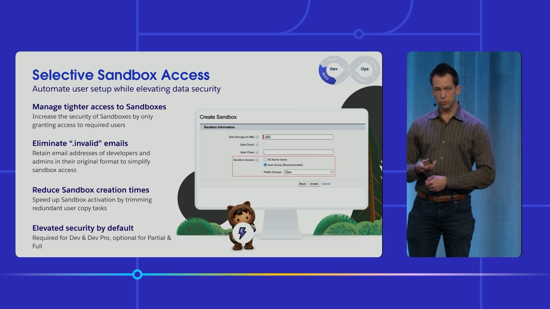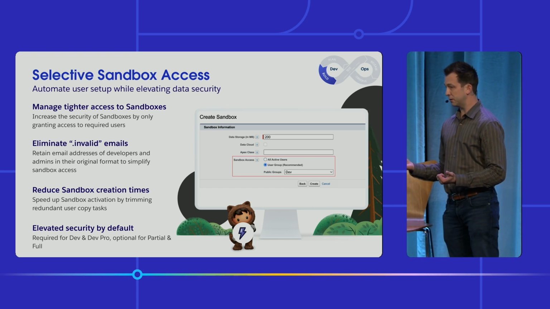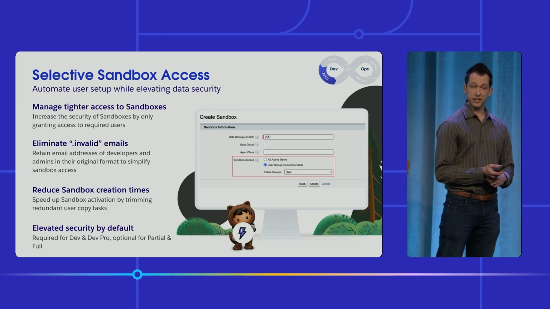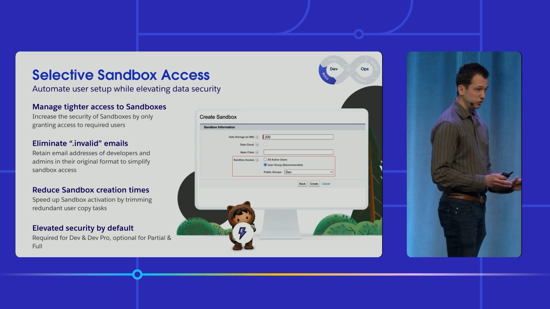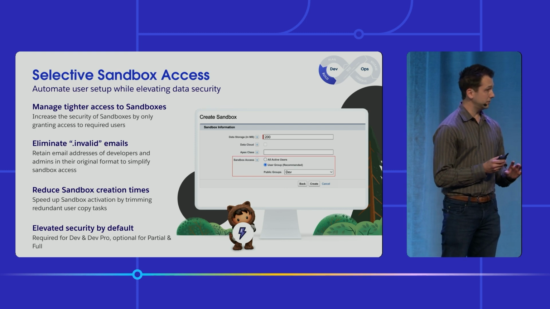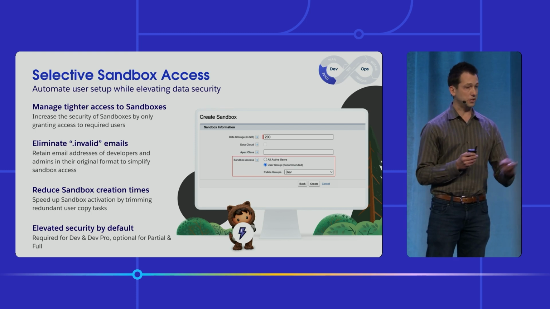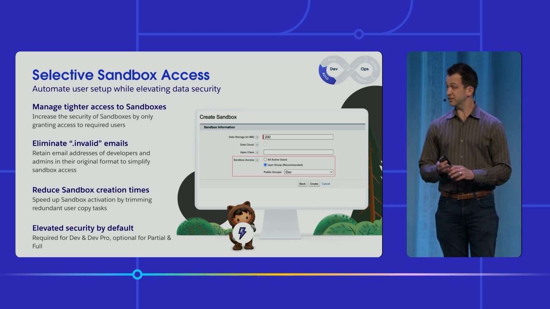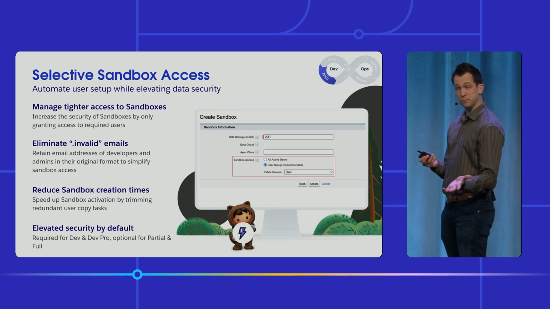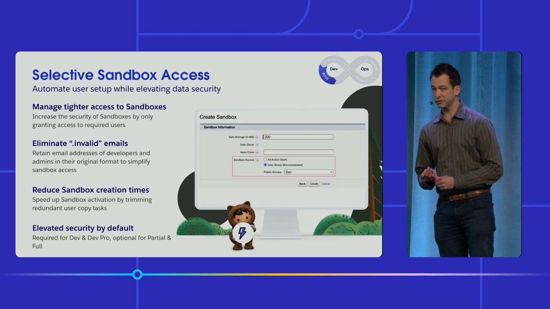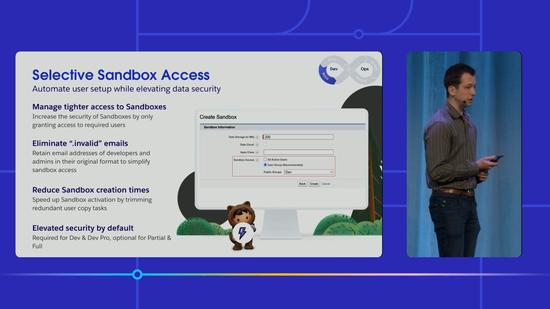People can come and go, or they switch teams, and we can really beef up security of our sandboxes by being a bit more explicit about who has access. Aside from the security benefits here with selective access, there's no need to append that .invalid to everyone's email address, which will save admins a bunch of time. And also, there's just less data to copy over, so those sandboxes will be ready for you faster, also reducing the storage footprint a bit, so it's really a win-win for everybody.